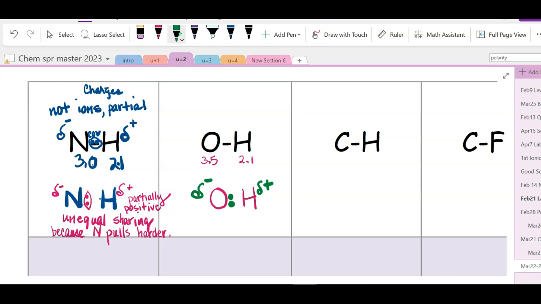All right. So what's more, unequal sharing, we found the difference is 1.4, right? Yeah, so we call this a very polar bond because of those differences, 3.5 and 2.1. So polar bond means unequal sharing of the electron pair.